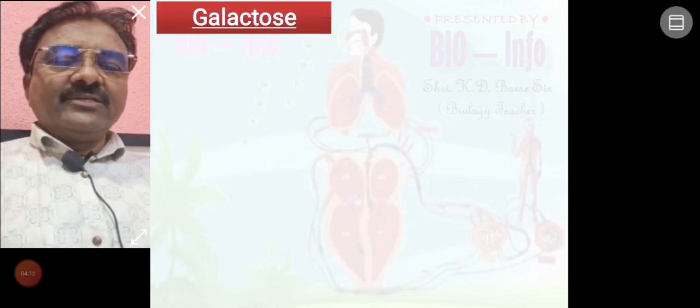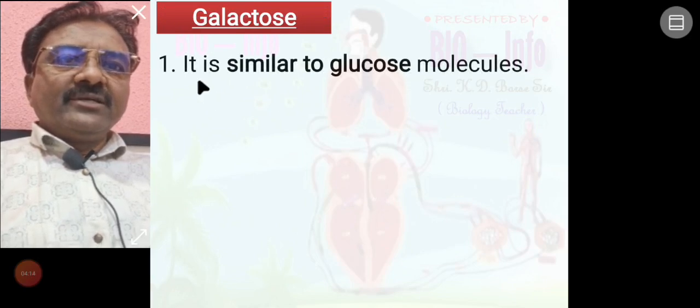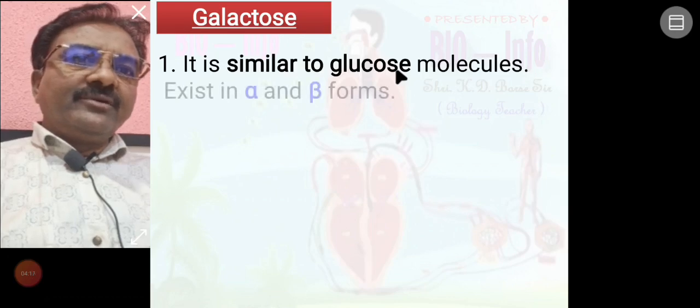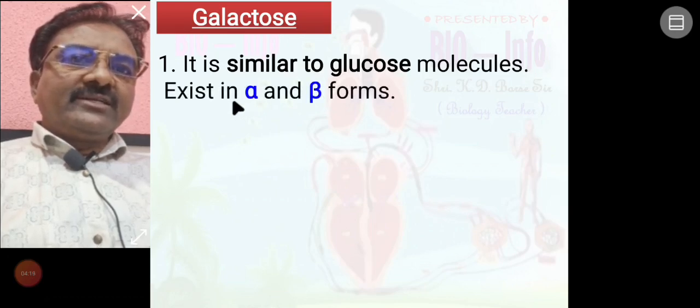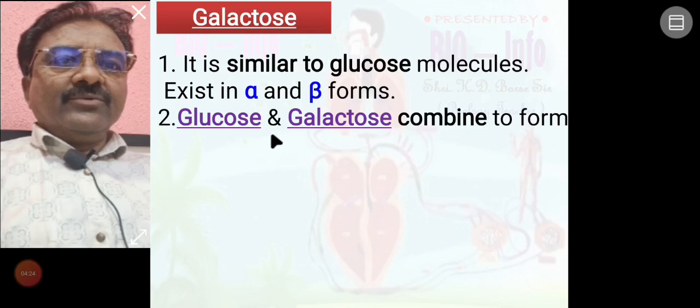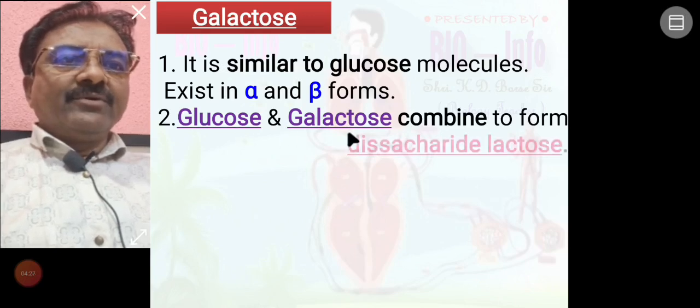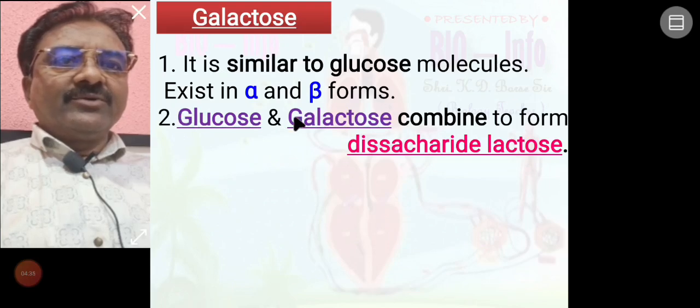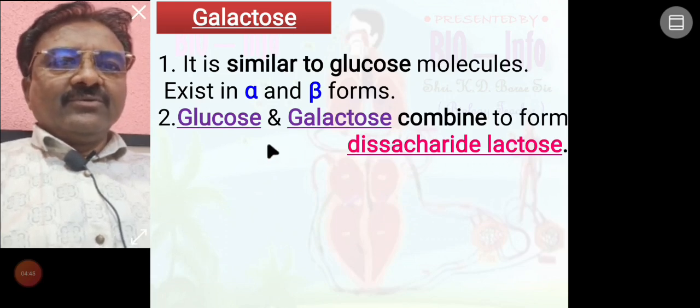Galactose is also one of the 6 carbon compounds. It is similar to the glucose molecule and exists in alpha and beta form. Glucose and galactose combine to form the disaccharide lactose. One glucose molecule and one galactose molecule condense to form a disaccharide molecule known as lactose.